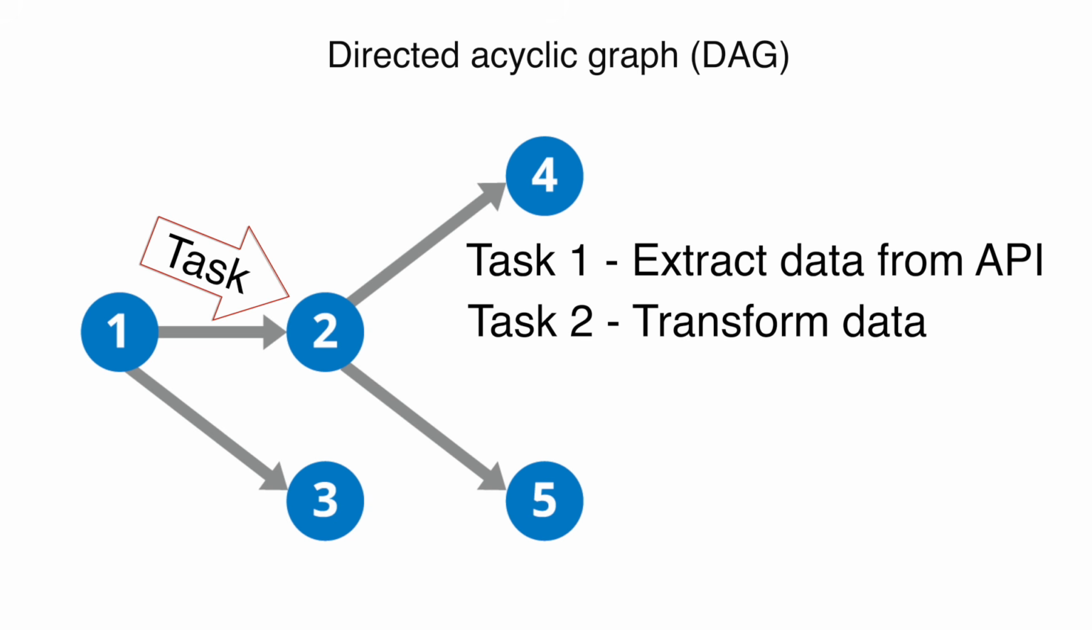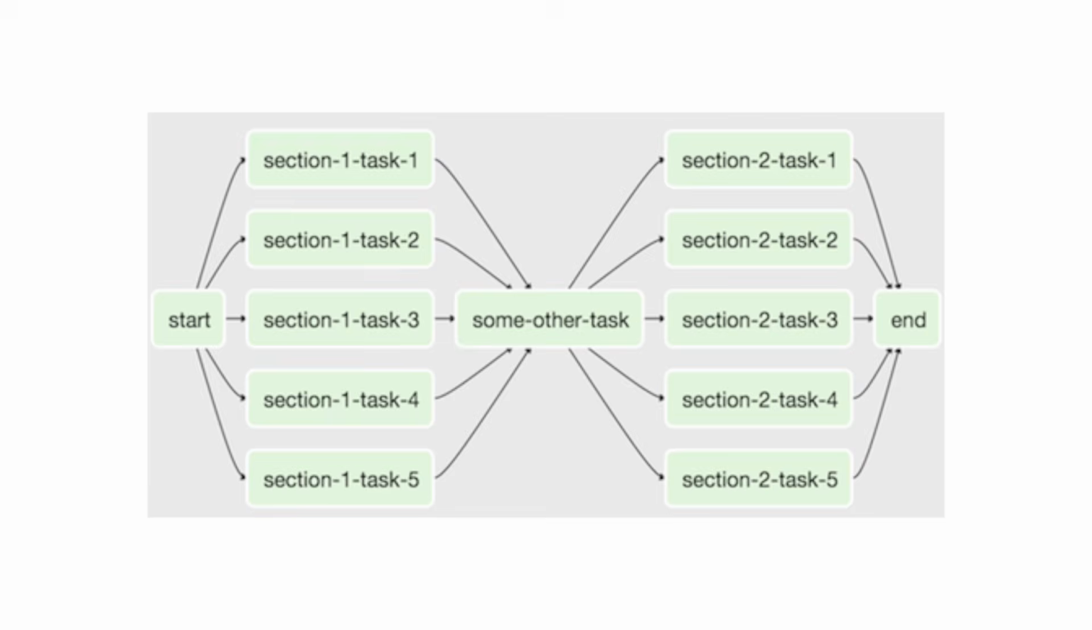If you want to transform that data, that becomes another task. And lastly, if you want to store that data somewhere, that becomes the third task. This sequence of operations is called a DAG, directed acyclic graph. A DAG contains multiple tasks that do some work.